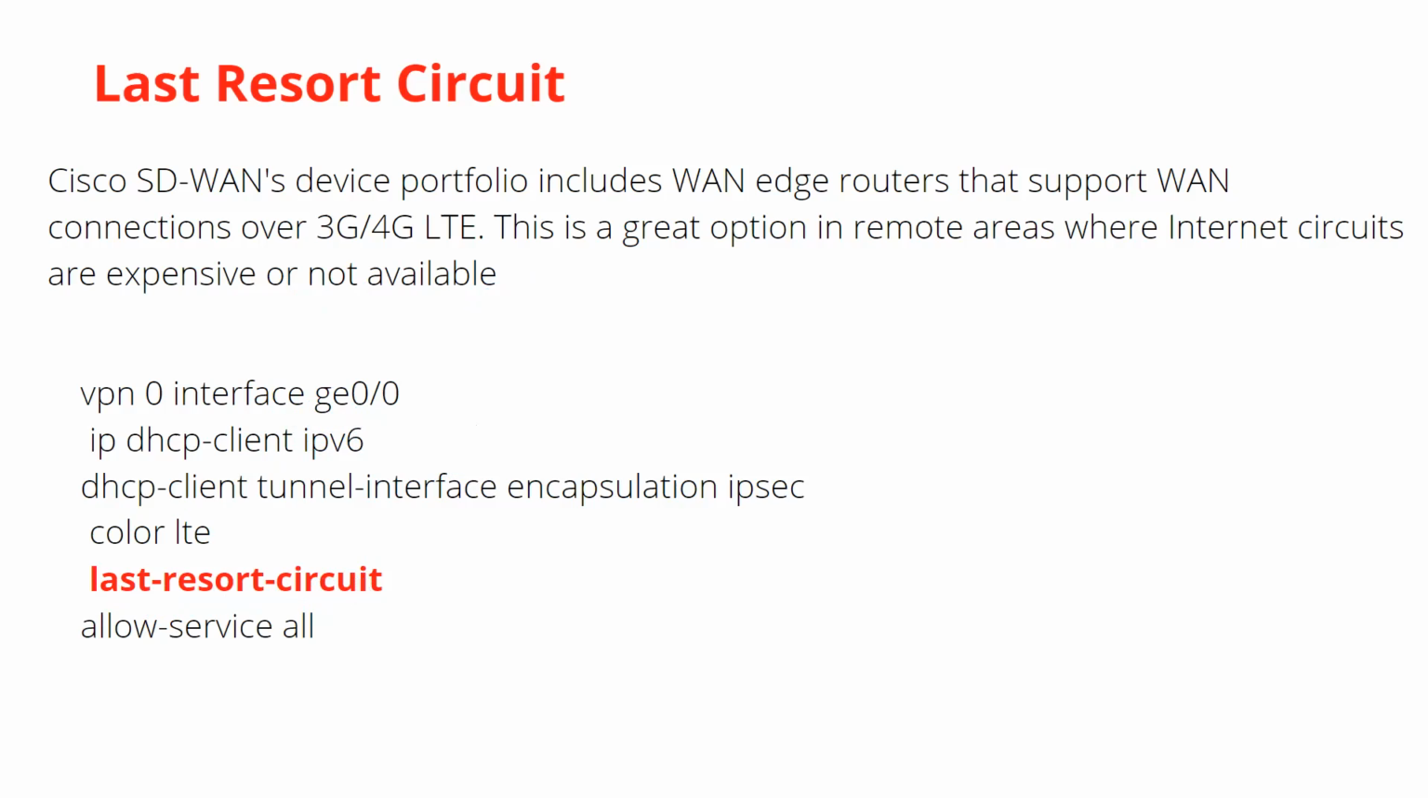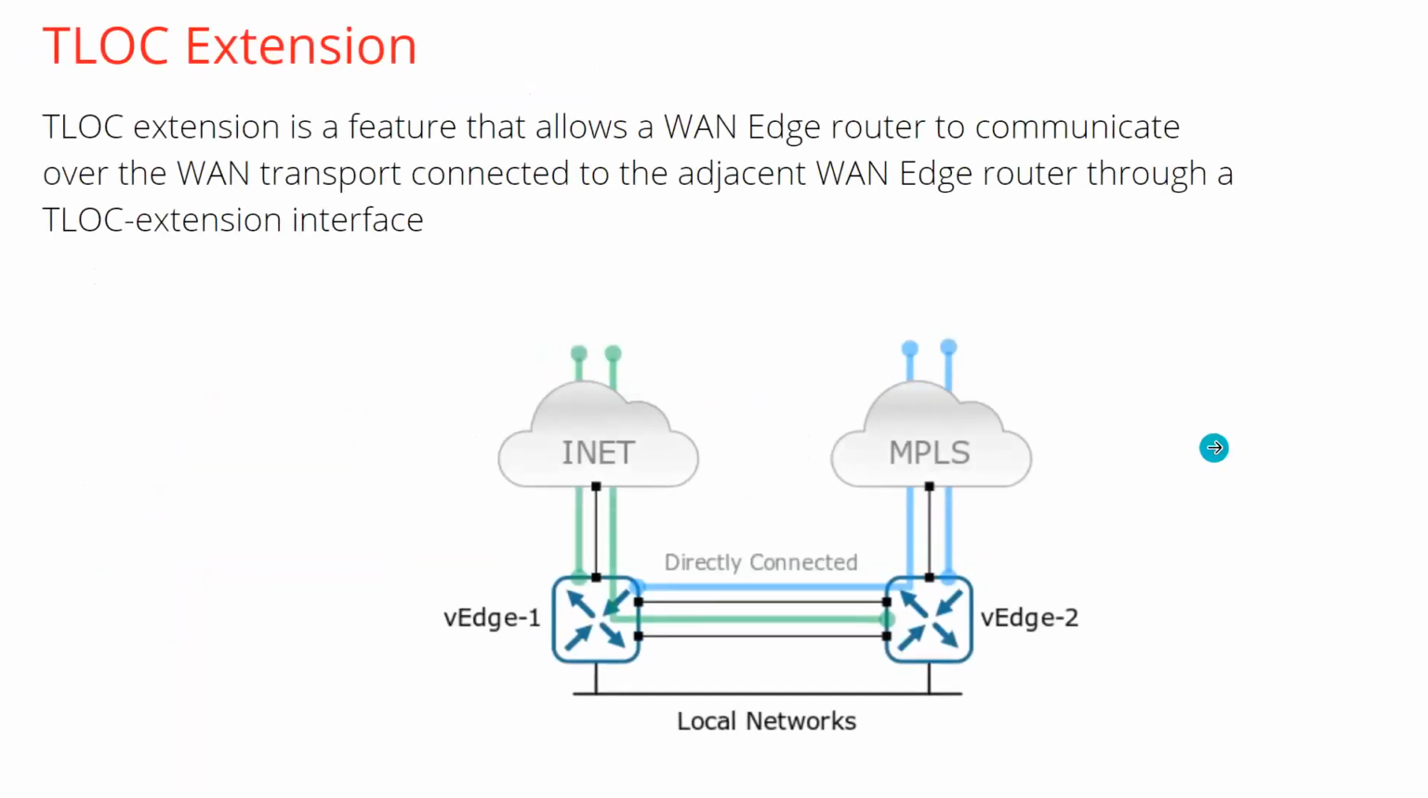The first option should be something else, the second option should be something else, whatever you have defined there. And wherever you say last resort circuit, that means this is going to be a backup circuit. This is not my primary circuit. It's going to be my backup circuit. Only when the primary circuit goes down should this circuit come into use.